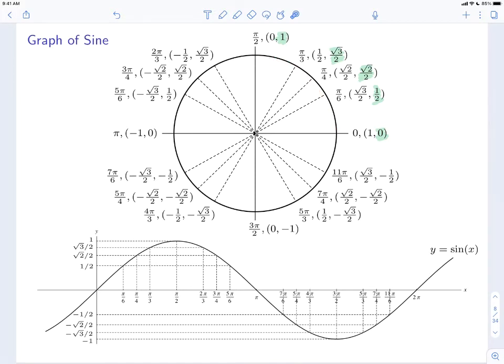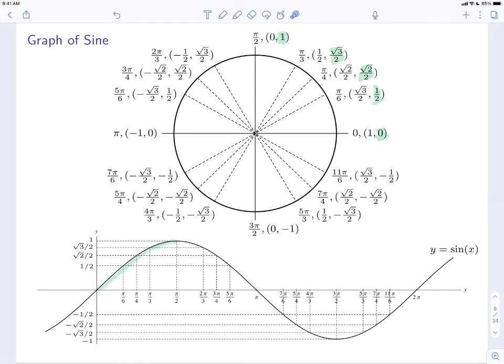We pass first through the angle 0, then pi over 6, then pi over 4, then pi over 3, then pi over 2. So those are these values here. And you can see that we start at y is 0, then 1/2, square root of 2 over 2, square root of 3 over 2, and 1. And if we trace that out, that gives us this.